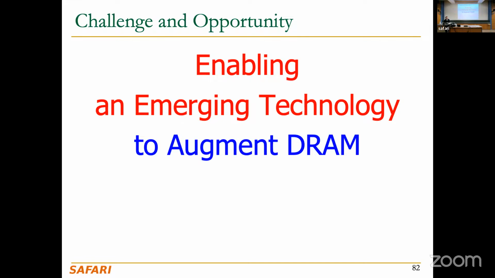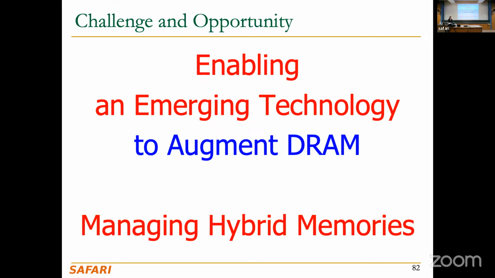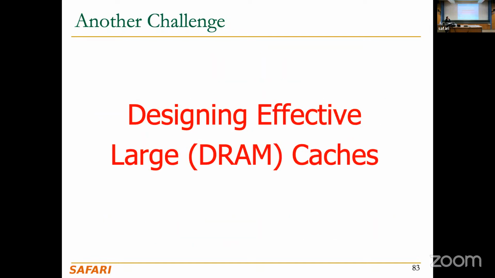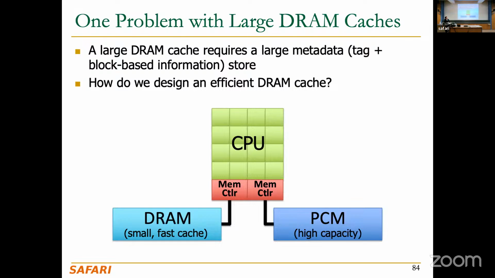And so, as I mentioned before, there are challenges, but there are also opportunities. We need to enable emerging technology, figure out how to augment the DRAM, and how to manage the hybrid memory system to provide performance benefit and capacity benefit at the same time. And therefore, we need to think about designing effective large DRAM caches. This is another interesting topic, where we consider the DRAM as a large cache.